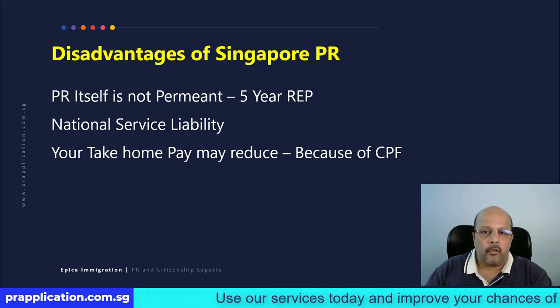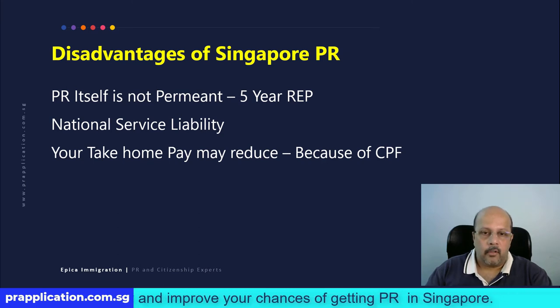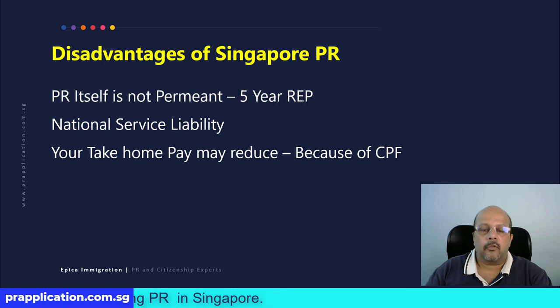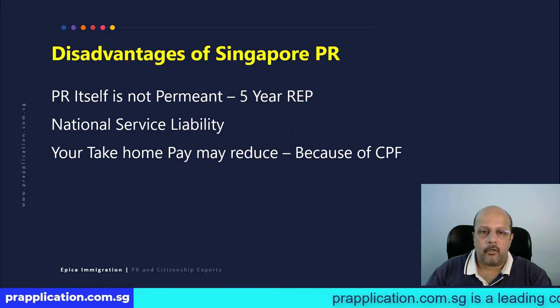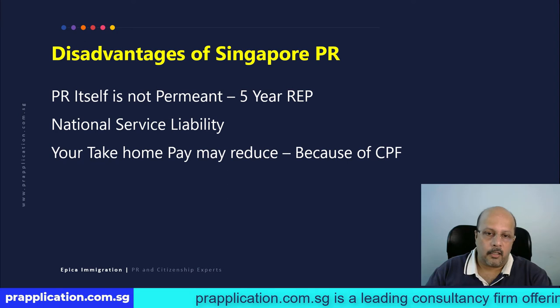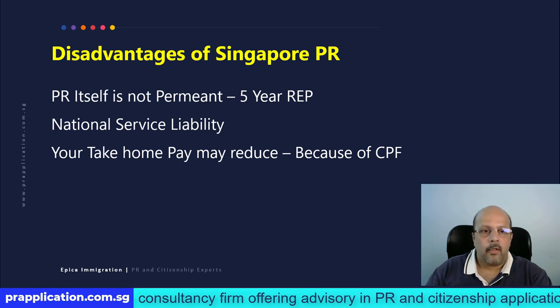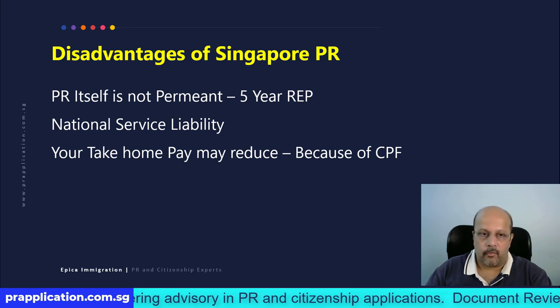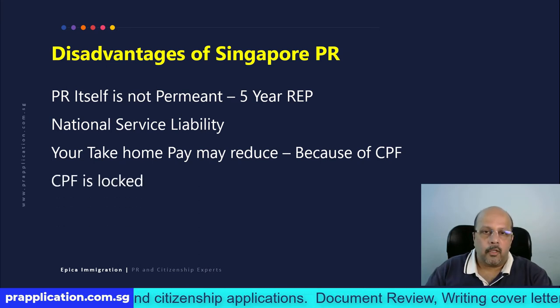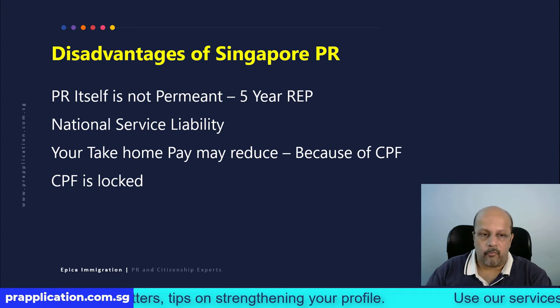Your take home pay may reduce because of CPF. What happens sometimes is when you become a permanent resident, some part of your salary will get deducted from your side, and the company will also put in some more contribution. Now some companies say that just because you become PR, I will not increase your salary by 17%. Instead, I will adjust it backwards and give you the same salary, but after adjusting for my CPF contribution. As a result, your take home pay may get reduced significantly. The CPF amount is usually locked. You can use it for property, Medicare, and also for the education of your kids. But otherwise, you cannot withdraw it and invest it lump sum somewhere.